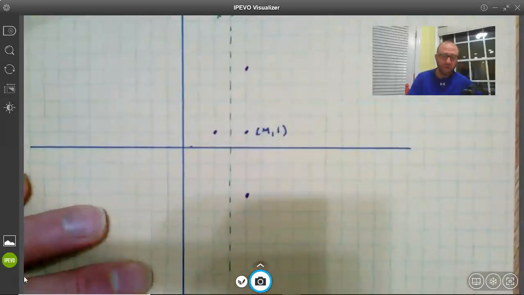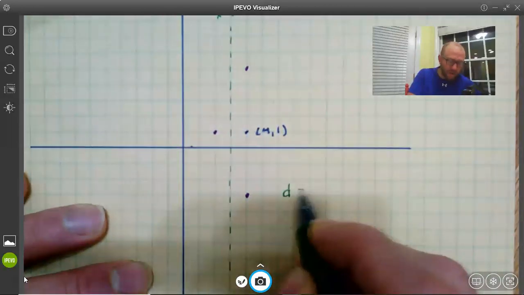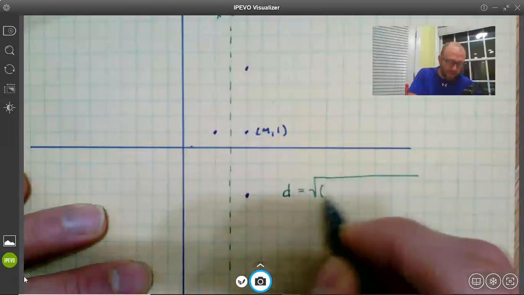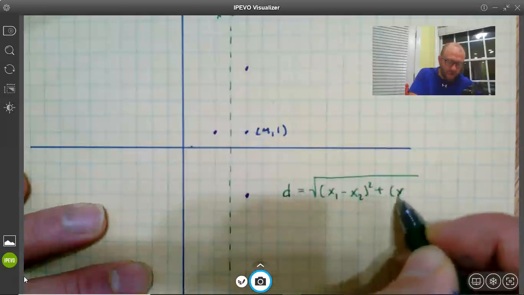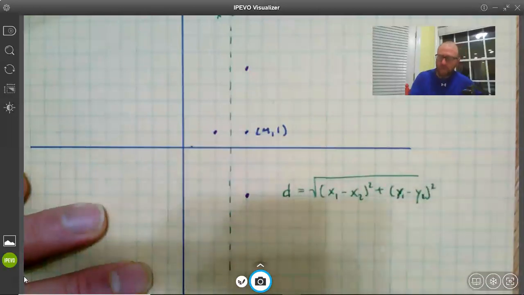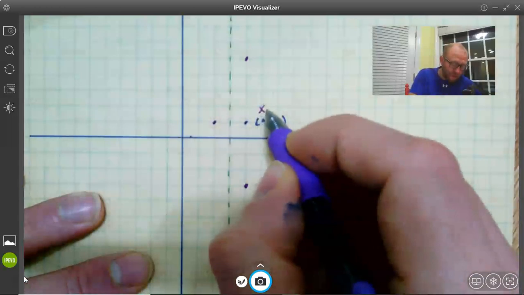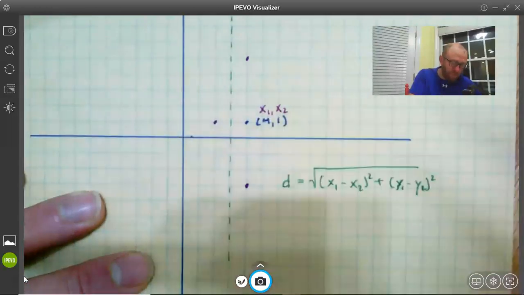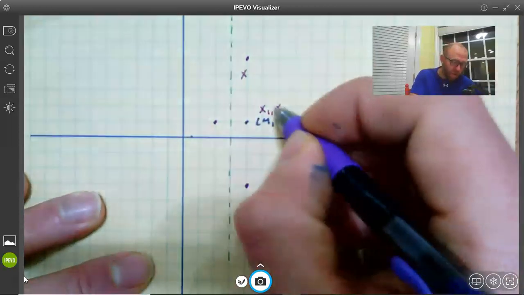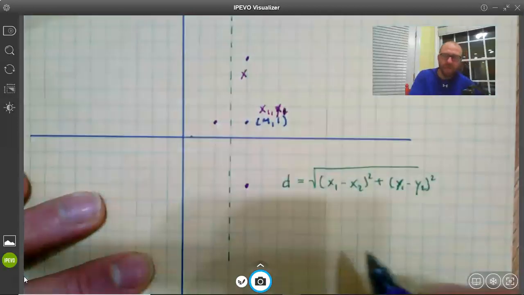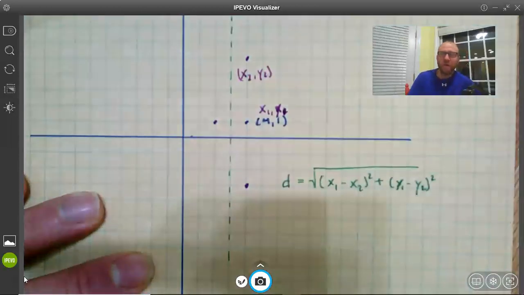So let's set up a distance formula problem here. All right, so our distance from the point to our unknown point, we use the distance formula: the square root of (x sub 1 minus x sub 2) squared plus (y sub 1 minus y sub 2) squared. Now, we'll call this x sub 1, y sub 1, and our mystery point over here x sub 2, y sub 2. It's not this point up here, but the point over on our line.